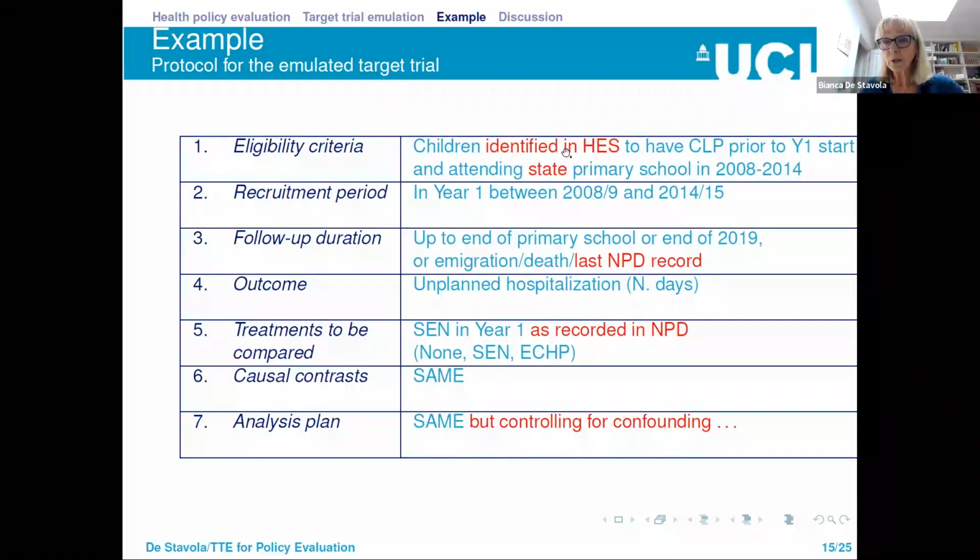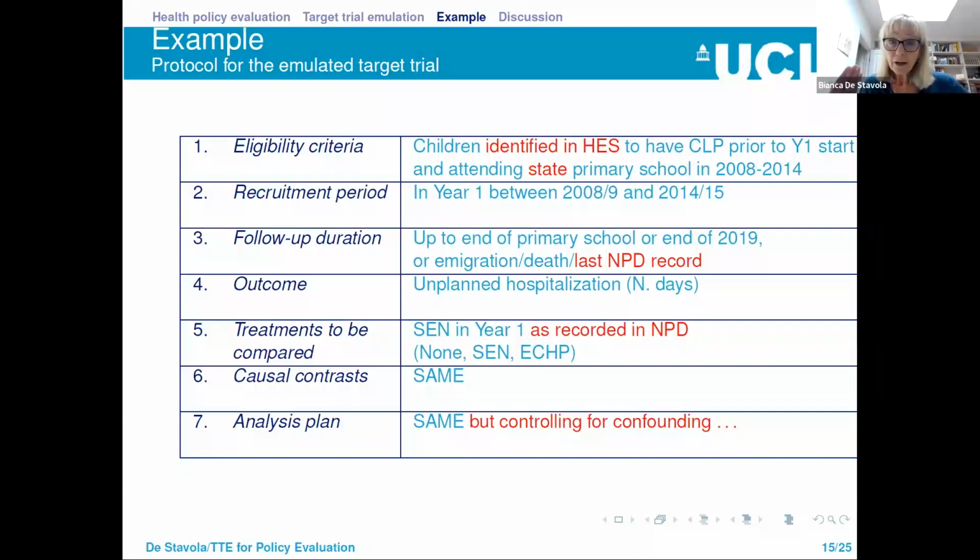But there will only be those identified in HES. It could be that not every child with CLP is identified in hospital, but we have done various checks and we are pretty sure that we identify most of them. But the next condition that affects our emulation is attending state primary school, because we are only linked to NPD, the National Pupil Database, which only includes information on primary school. So we are missing any child with CLP that goes to private school. So we see our eligibility criteria already identify a source of potential selection bias.